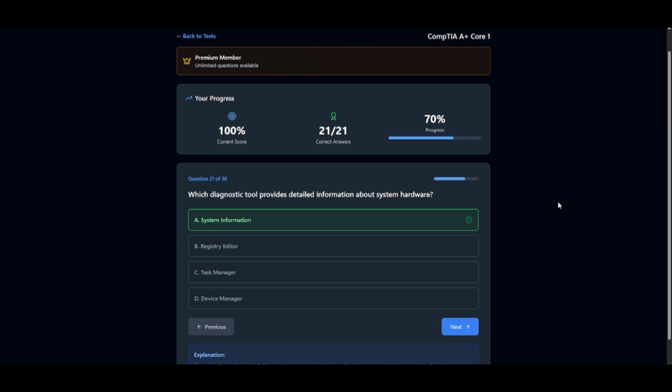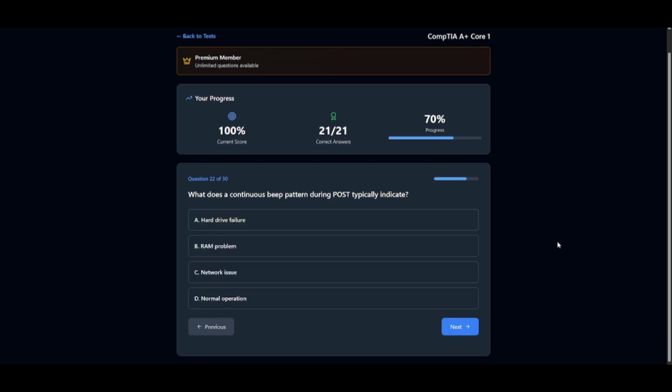Another thing to throw out there for A+ Core 1, there's a variety of different diagnostic tools within your system that's very helpful to know what they do and what application they're used for. Let's move on to the next question. Question 22. What does a continuous beep pattern in POST typically indicate?